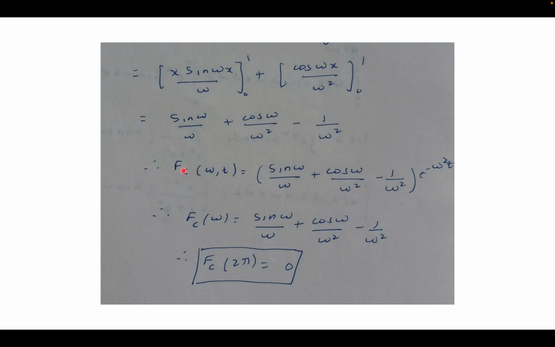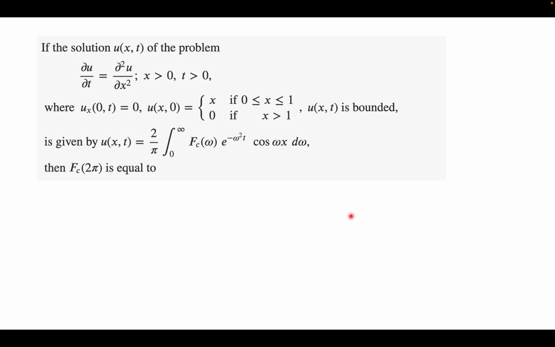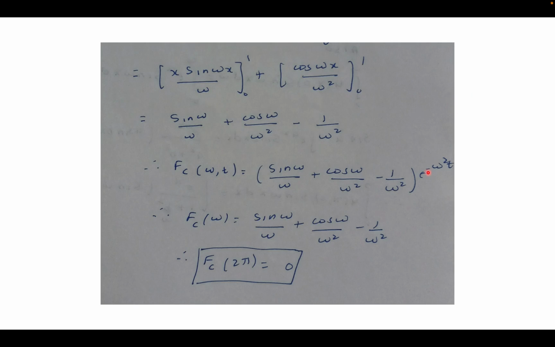So now you know the value of fc omega, right? Basically fc omega is sin omega by omega plus cos omega by omega square minus 1 by omega square. I am matching this with the given problem. You have this fc of omega and e power minus omega square t, so I am separating this e power minus omega square t outside. By mapping to the problem, I will have fc omega as sin omega upon omega plus cos omega upon omega square minus 1 upon omega square.